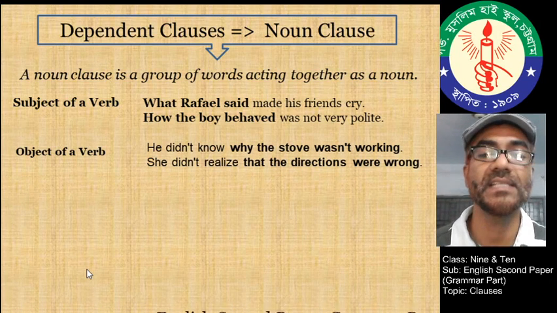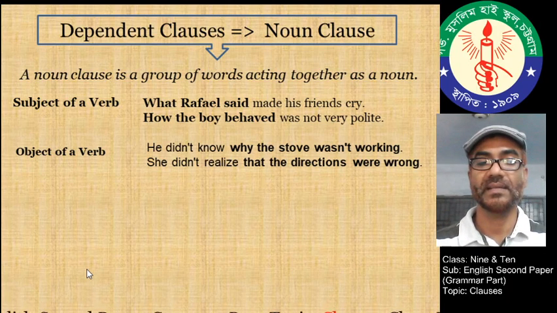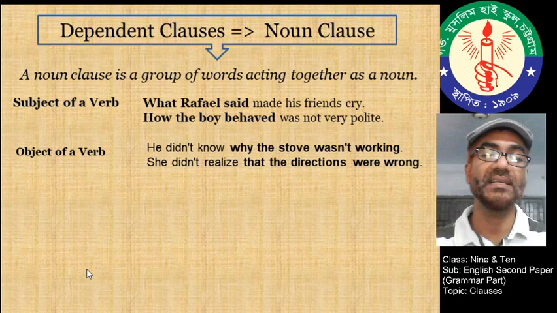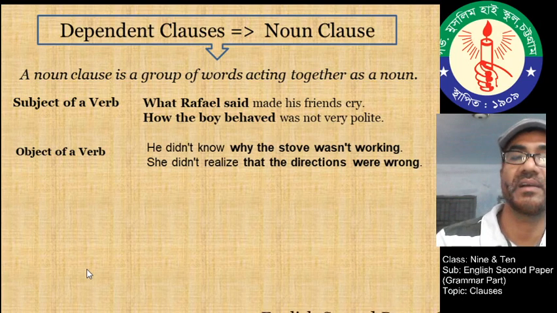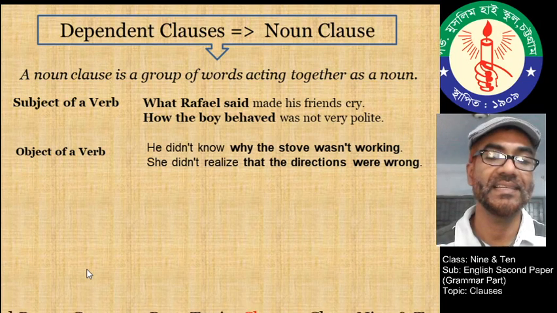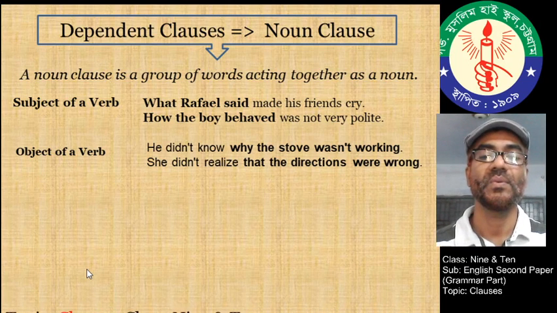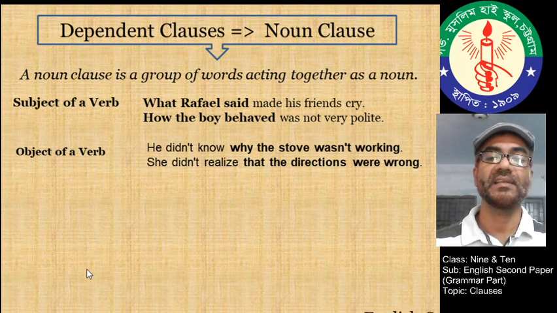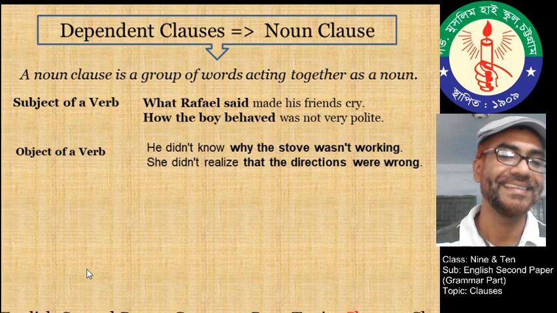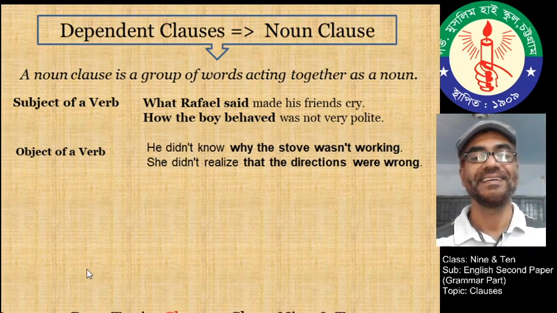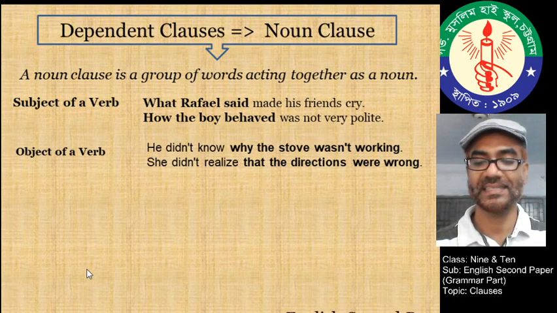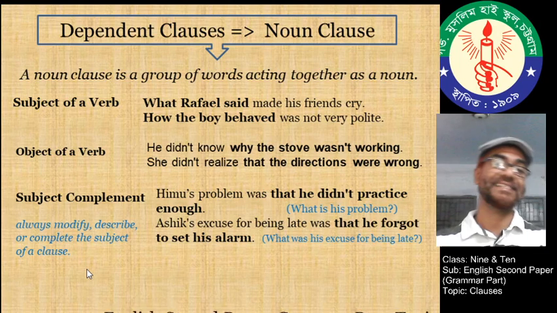Next one is object of a verb. Yes, here: didn't know why the step wasn't working. Here you see know is the verb, and why the step wasn't working is the object of the verb know. And next one, she didn't realize that the directions were wrong. That the directions were wrong is the object of the verb realize. So we have already found noun clauses in these two sentences, which are working as the object of a verb.